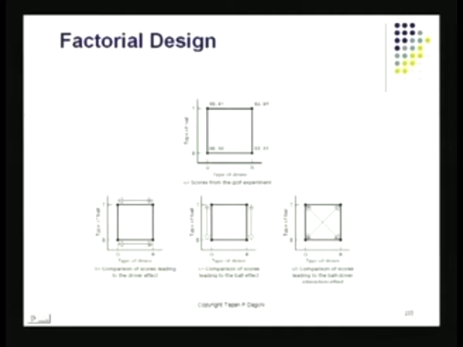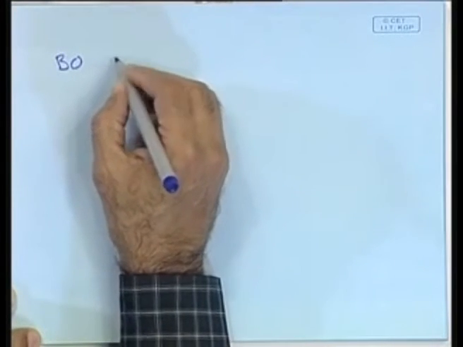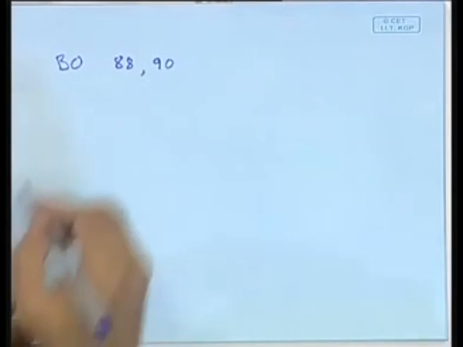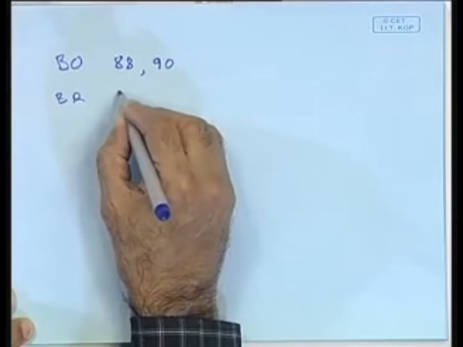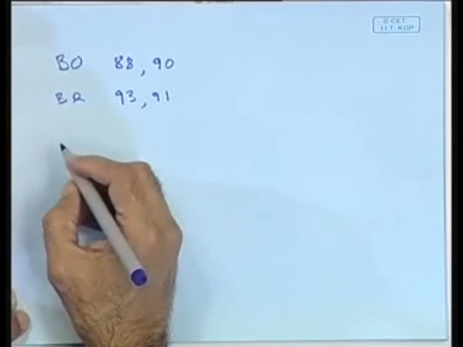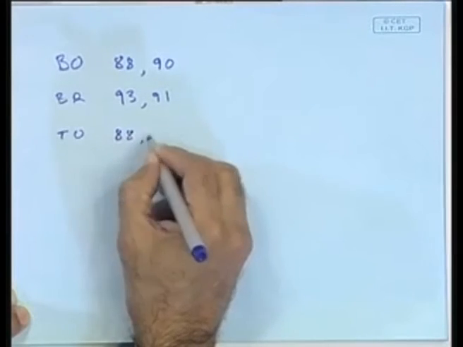I've recorded my scores here, and I'm going to write them down. For the BO combination, my scores are 88 and 90. For the BR combination, my scores are 93 and 91. And for the TO combination, my scores are 88 and 91.